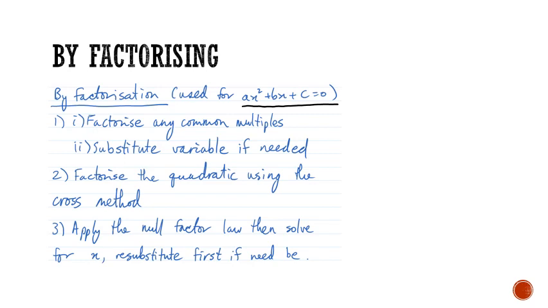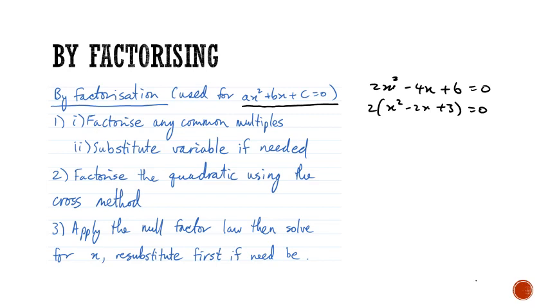So, first step to do, you factorize any common multiples you have. So for example, if it's 2x squared minus 4x plus 6 or something, you would actually factorize out the 2 first, like so, before you do any solving.